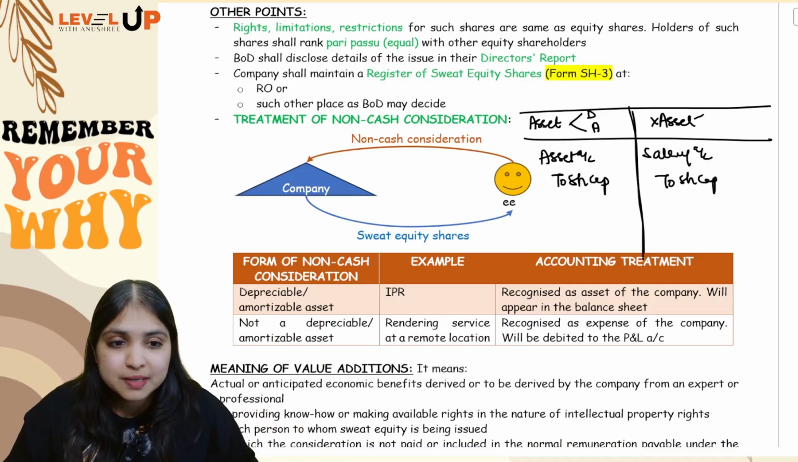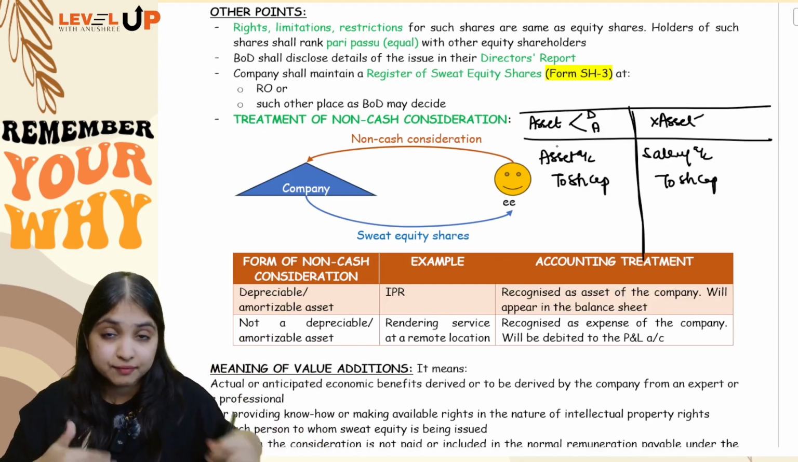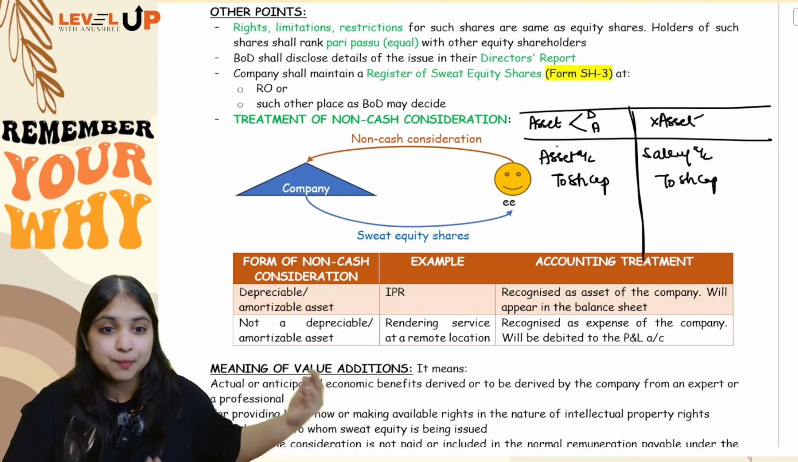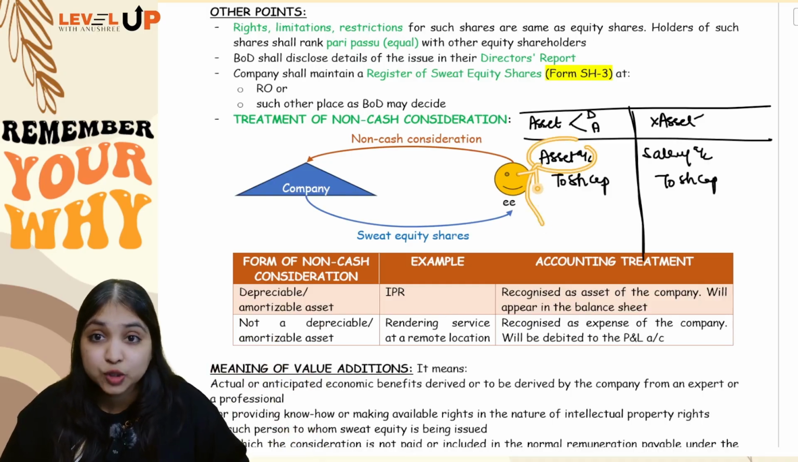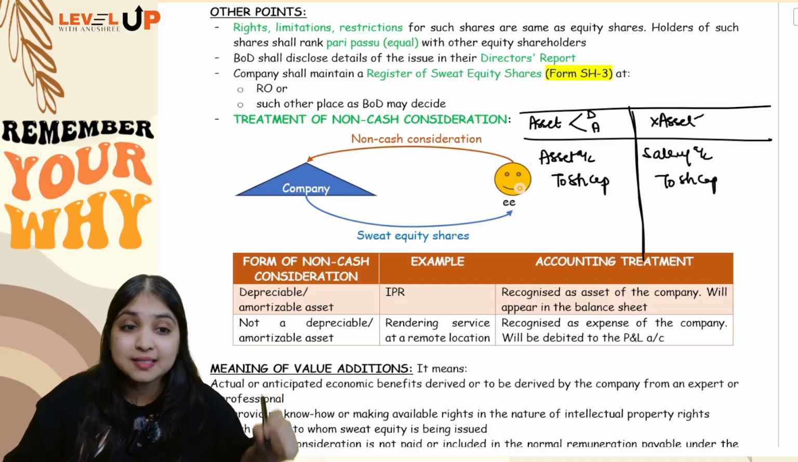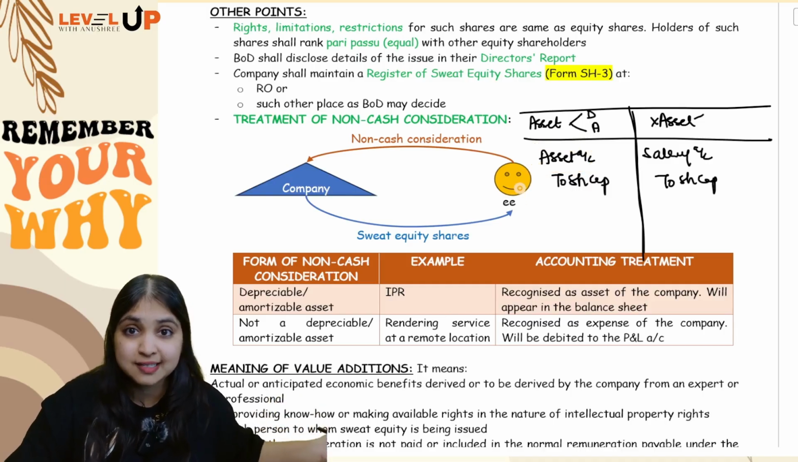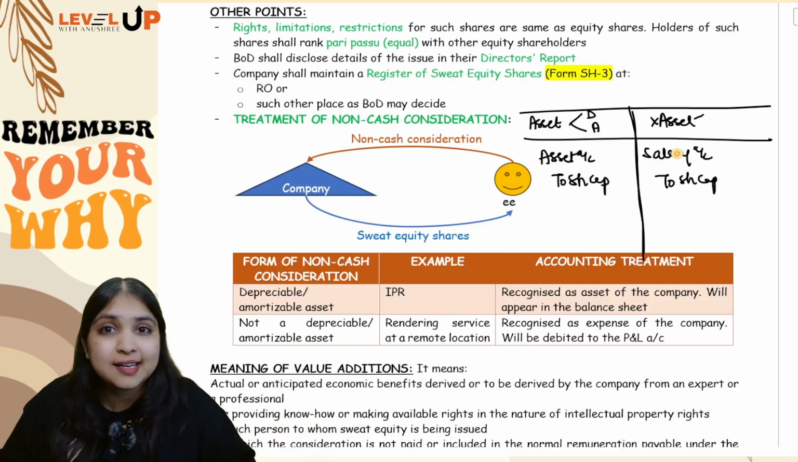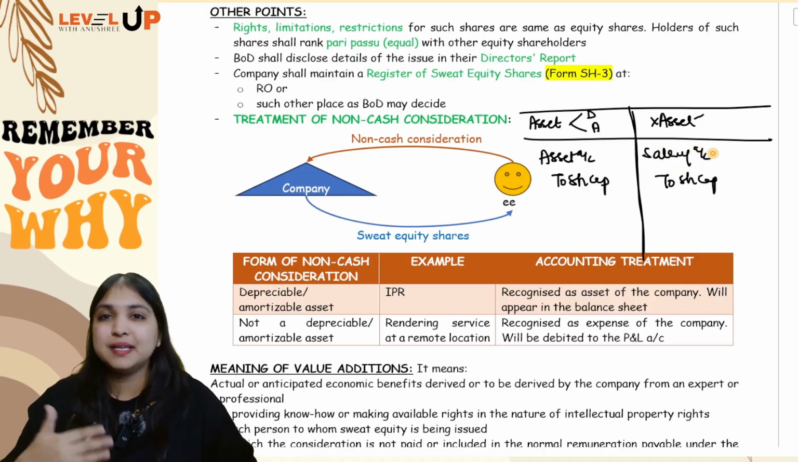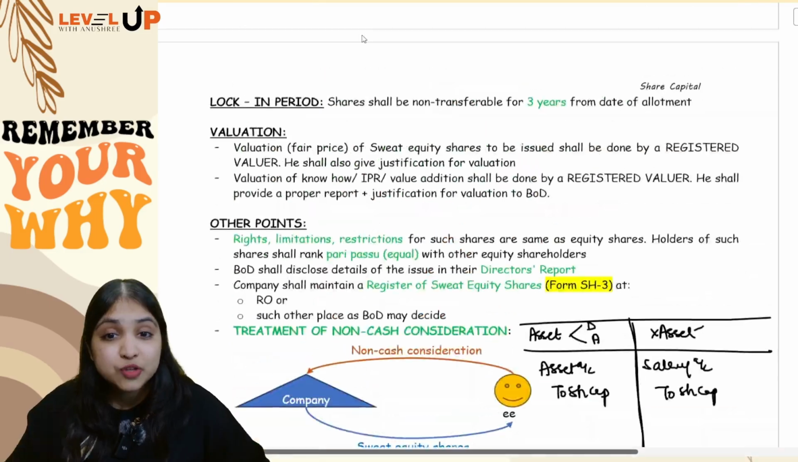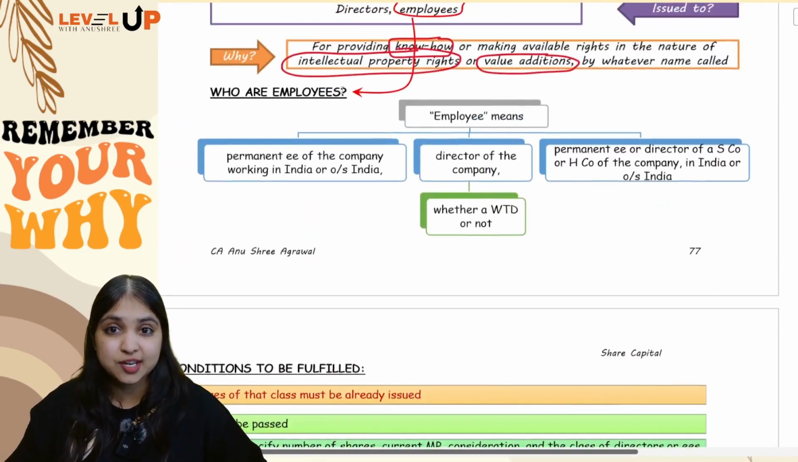So there are two possibilities in the accounting treatment. Either we gave sweat equity shares to the directors and employees, and in return we got an asset, in which case we will put the asset into the balance sheet. Or the second possibility is that we give sweat equity shares to our directors and employees, and in return we are not getting an asset. For example, we are getting services. In that case, it will become an employee expense and we will debit it to the P&L. So this was our entire discussion on sweat equity shares, guys.